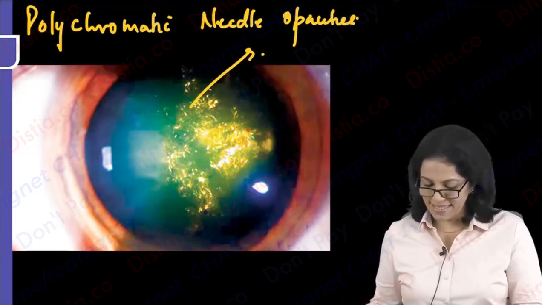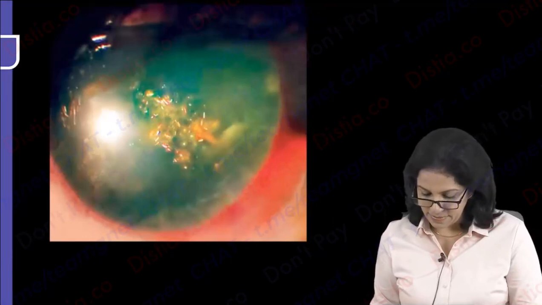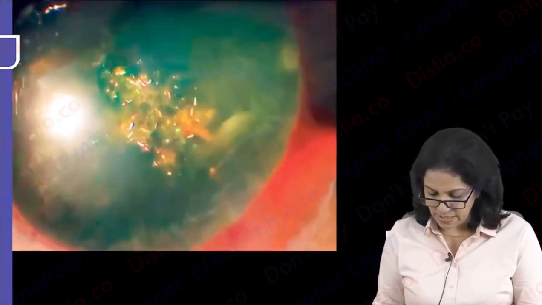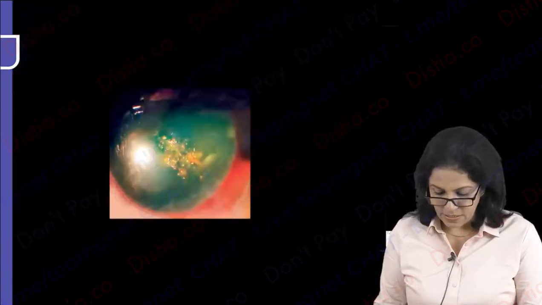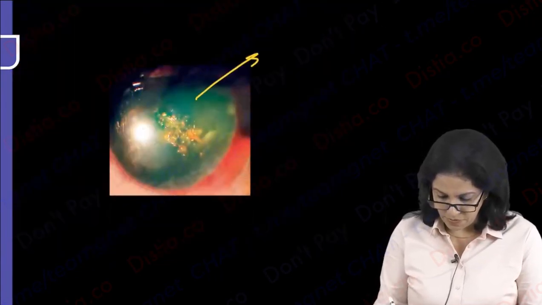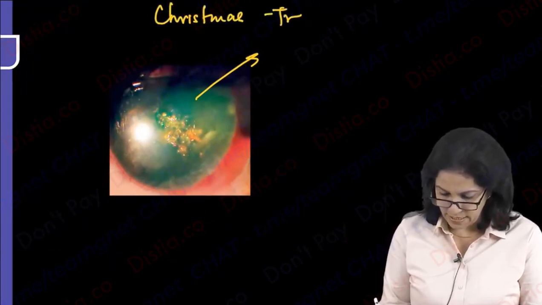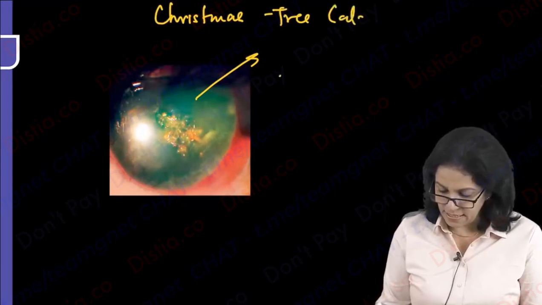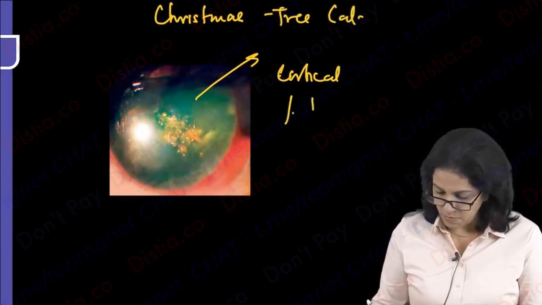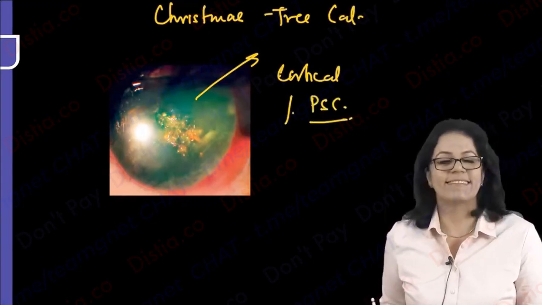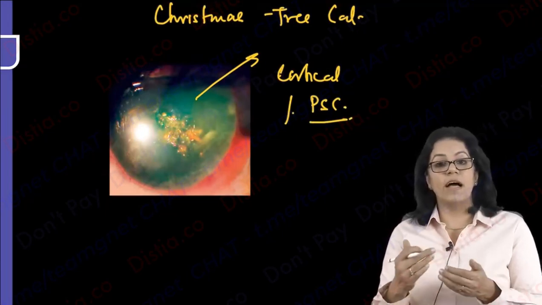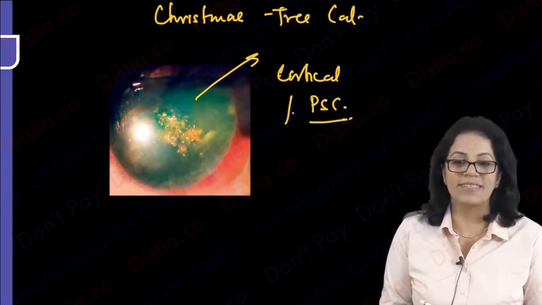So once we know this, see another slide. So this is also your needle-like polychromatic opacities. So this is also myotonic dystrophy, Christmas tree cataract. We call it Christmas tree cataract. I said it can be cortical and may also involve posterior subcapsular area. Then we were talking about the other ocular features of myotonic dystrophy.